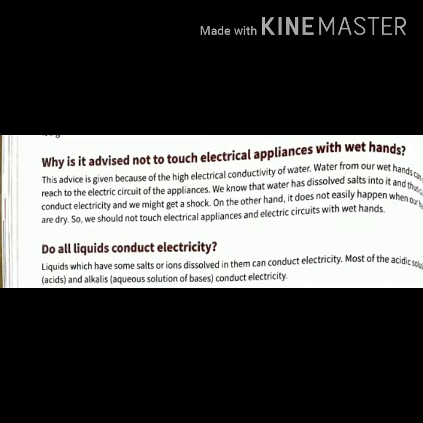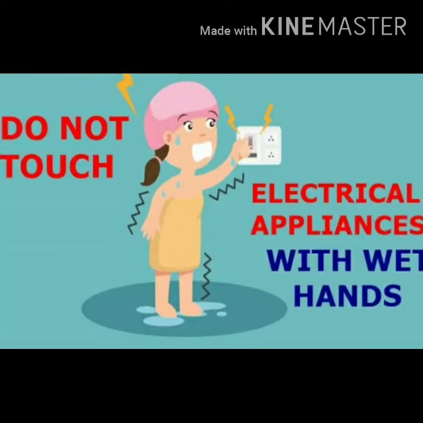Then, next we discussed why it is advised not to touch electrical appliances with wet hands. This is because our wet hands have tap water which can reach the electric circuit of the appliances. As the water on our wet hands is tap water, which is a good conductor of electricity, we can get a shock from it. So that is why we are advised not to touch electrical appliances with wet hands.